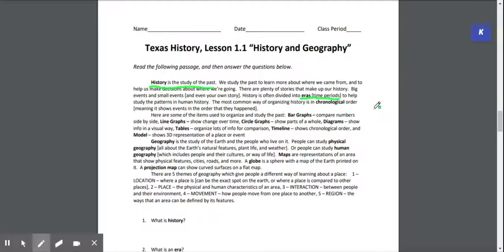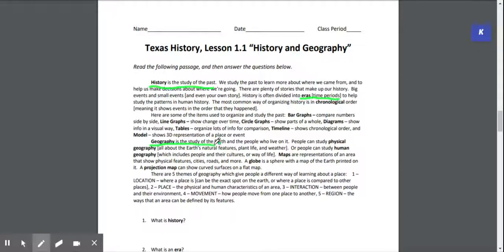The most common way of organizing history is in chronological order, meaning it shows events in the order that they happen. Here are some of the items used to organize and study the past. We can use bar graphs to compare numbers side by side. We can use line graphs to show change over time. Circle graphs show parts of a whole. Diagrams show information in a visual way. Tables organize lots of information for comparison. A timeline shows chronological order. A model shows a 3D representation of a place or event.